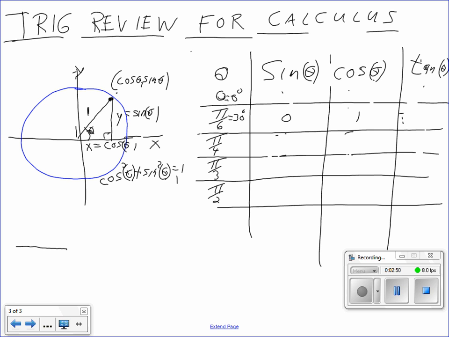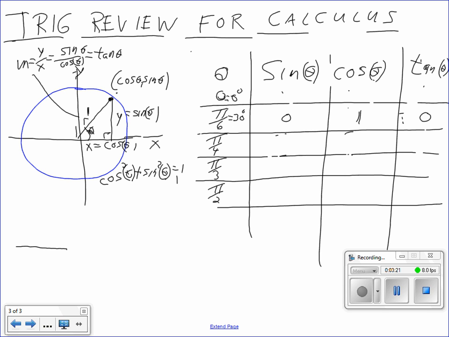The tangent is going to be the slope of this line. The slope of that line is y over x, which is the sine of theta over the cosine of theta, which is the tangent of theta. The slope of this line when theta is 0 is sine over cosine, which is 0 over 1.